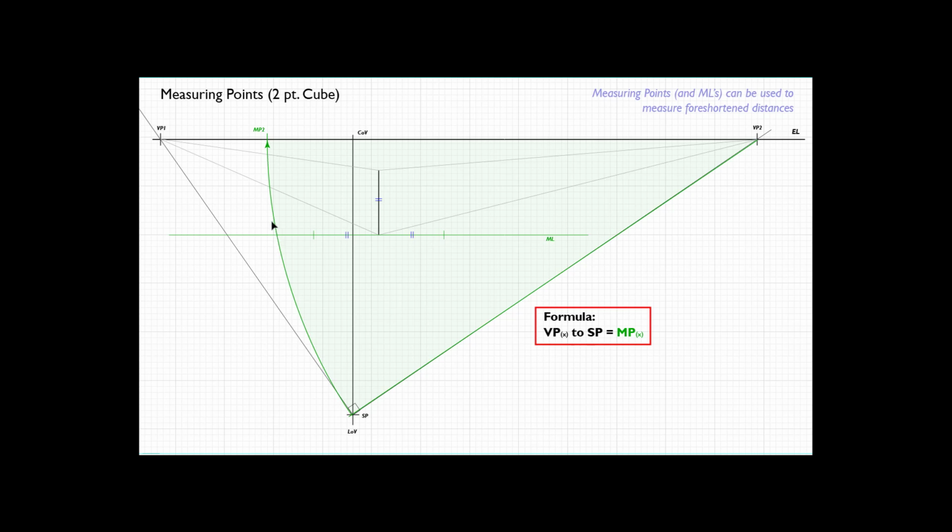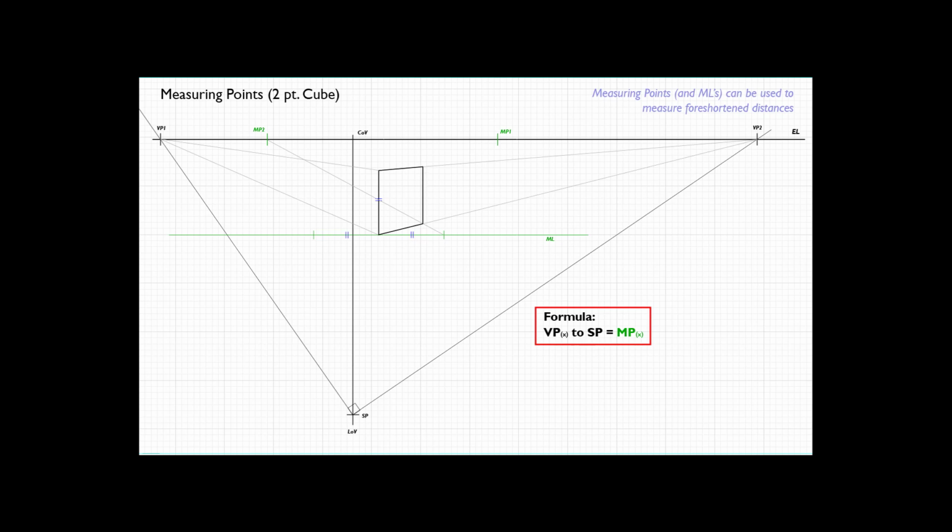So if you swing that measurement up to there, you can find measuring point 2. Now this is the point that becomes necessary, because if I take this measurement, draw to measuring point 2 until I intersect this line, at that point if I raise a vertical, that is the height of the cube foreshortened at that angle onto a vanishing line.